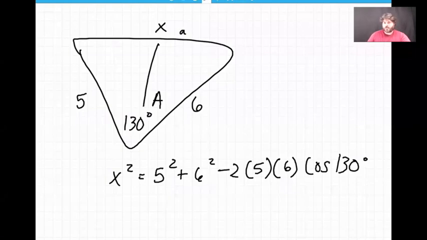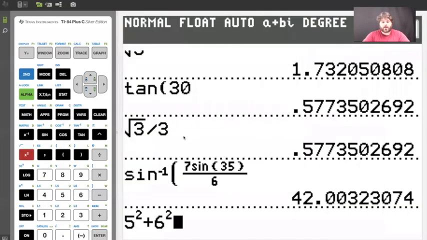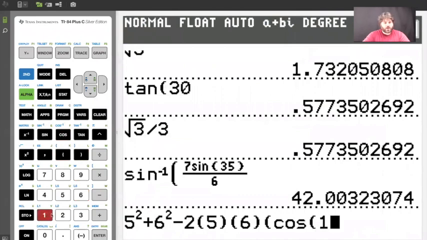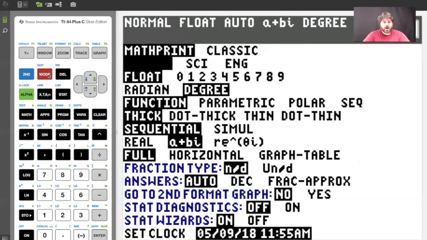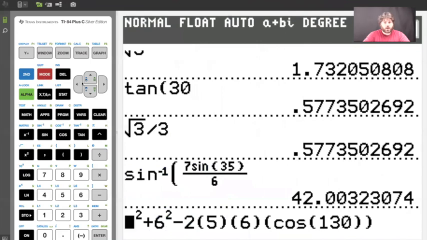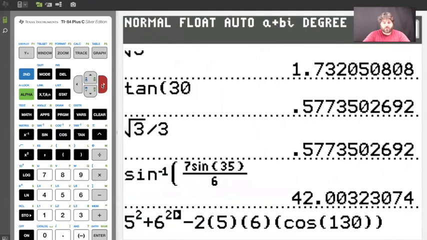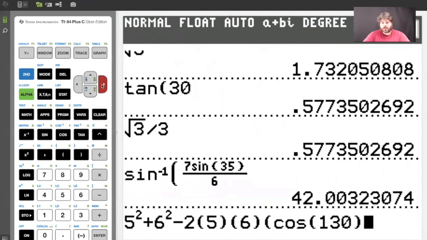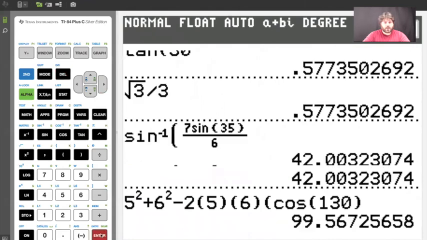Okay? So notice the 5 and the 6 happen multiple times here. So really, I just type this into my calculator. All right, I do 5 squared plus 6 squared minus 2 times 5 times 6 times cosine of 130 degrees. Now I better make sure I'm in the right mode here because this could totally mess me up. I am in degree mode, so I'm good. Okay. Now I've got this extra parenthesis here that I need to delete accidentally. All right, delete. Hit enter.